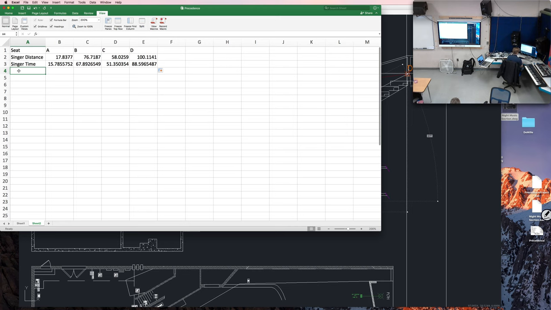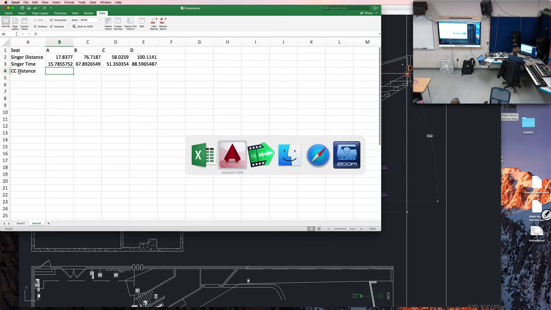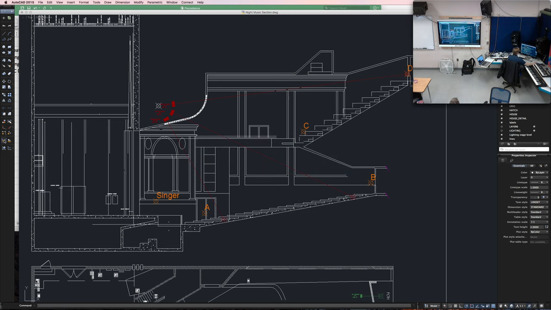All right, so let's say, I'll call this the center cluster distance. So how far away is the center cluster? In this case, it's a cluster, so I have three different loudspeakers. So I'm just going to pick whichever one's closest to each seat, which will be, this downfill will be that one. So that's 35.5778.